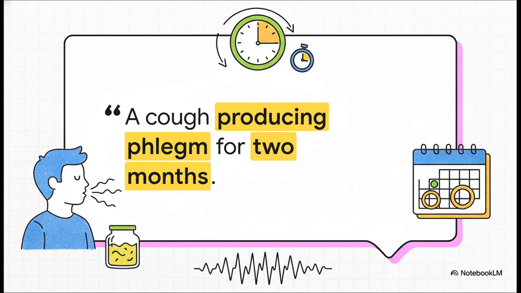Let's use this as a running example for the rest of the explainer. Notice the two absolutely key elements here. It's in the patient's own words, and it includes a specific duration. This simple sentence gives us a precise, unbiased starting point for our entire investigation.